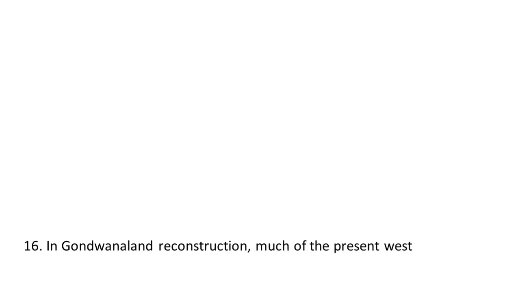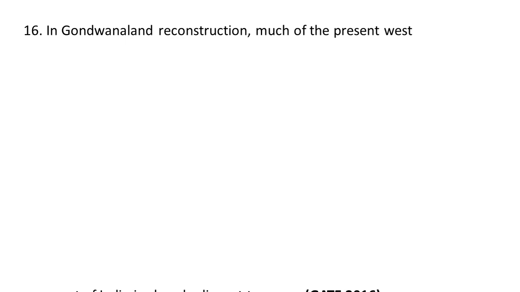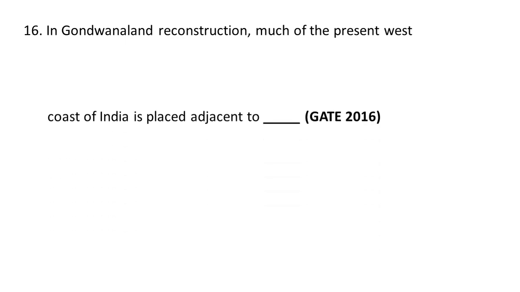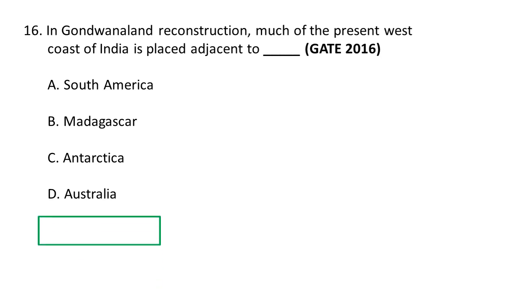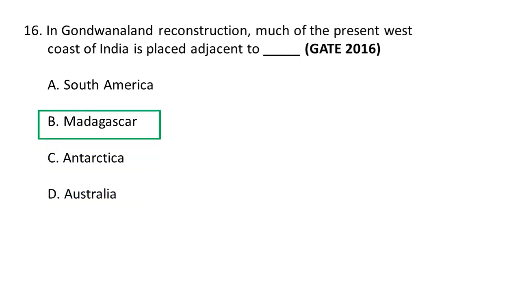Next question. In Gondwana land reconstruction, much of the present west coast of India is placed adjacent to A, South America, B, Madagascar, C, Antarctica, D, Australia. So in Gondwana land reconstruction, much of the present west coast of India is placed adjacent to Madagascar island.